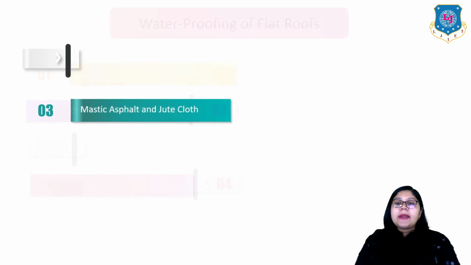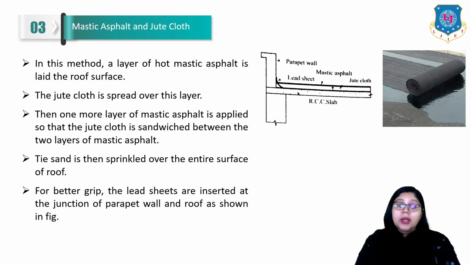Now the third one is the mastic asphalt and the jute cloth. It means what? In this method, a layer of hot mastic asphalt is laid on the roof surface. The jute cloth is spread over this layer. Then one more layer of mastic asphalt is applied so that the jute cloth is sandwiched between the two layers of the mastic asphalt. Tile sand is then sprinkled over the entire surface of roof. For better grip, the lead sheets are inserted at the junction of parapet wall and roof as shown in this figure.